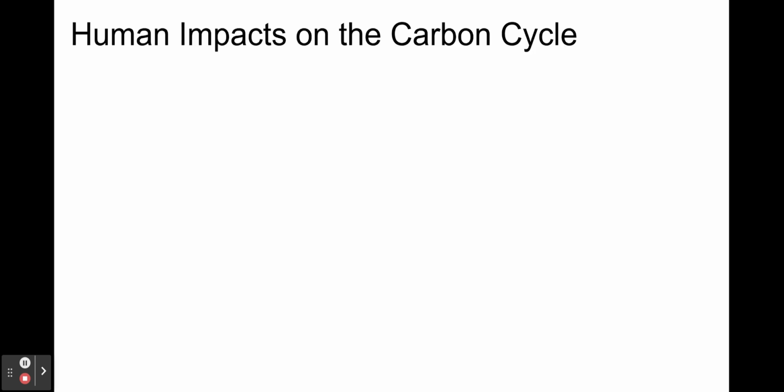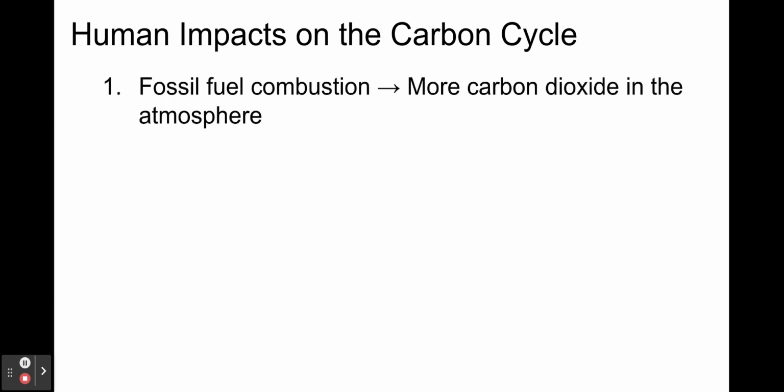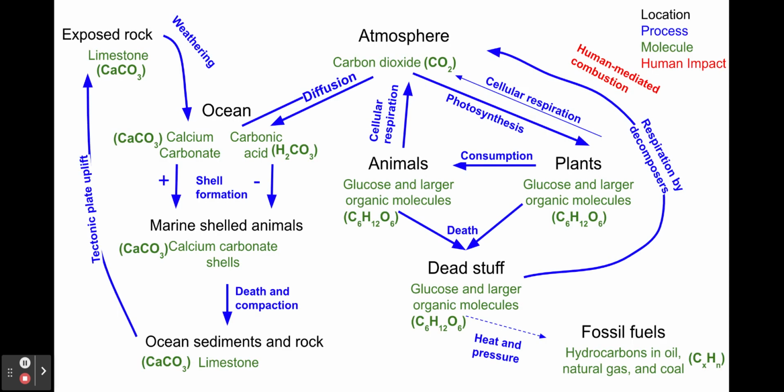Human impacts on the carbon cycle. Here's our final section. There's 4 impacts that we're going to talk about, and I'm going to have you write down each impact, and then I'll show you how it's caused. Our first impact is fossil fuel combustion leads to more carbon dioxide in the atmosphere. Here's how. If we look back at our carbon cycle diagram, this red arrow is a new arrow. As we burn fossil fuels, it leads to more carbon dioxide in the atmosphere.